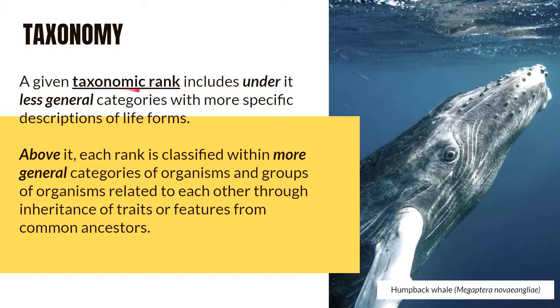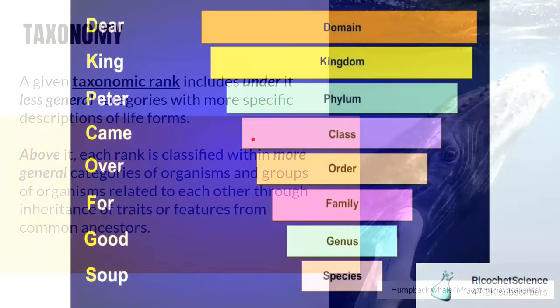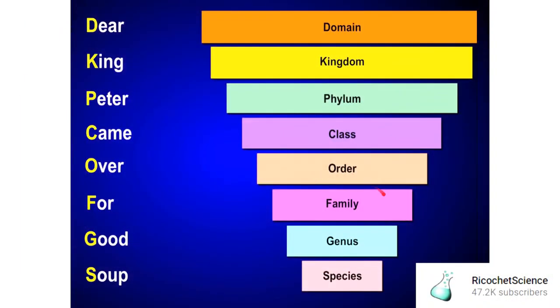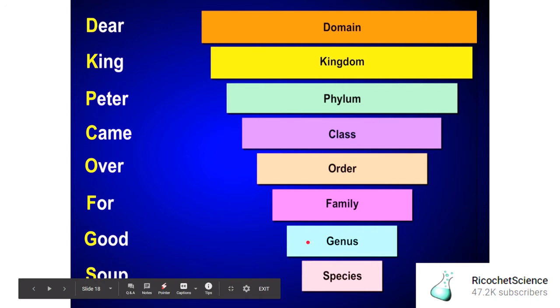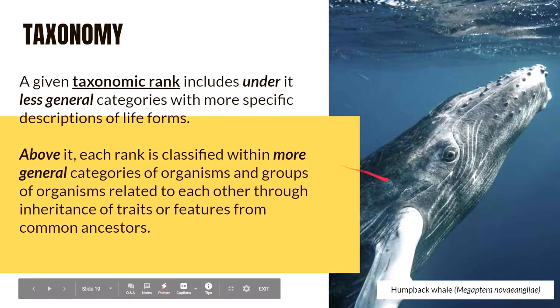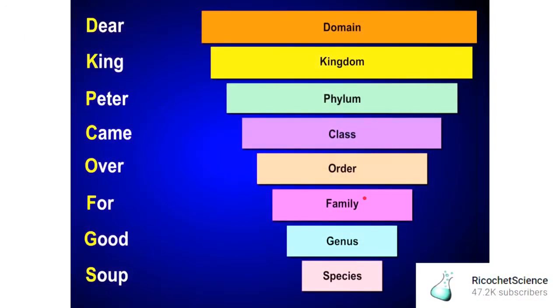A given taxonomic rank includes under it less general categories with more specific descriptions of life forms. So for example, for taxonomic rank family, under it you have several genera, that's the plural for genus. So here you have a more specific description of life forms. We've talked about this in that example on the leopard and its different taxonomic ranks.